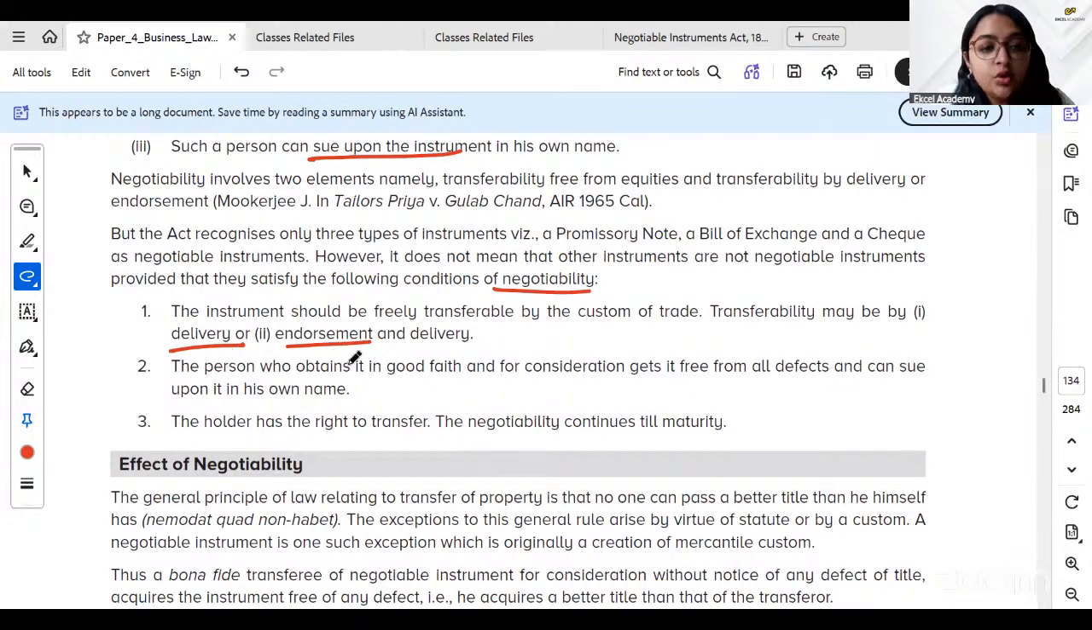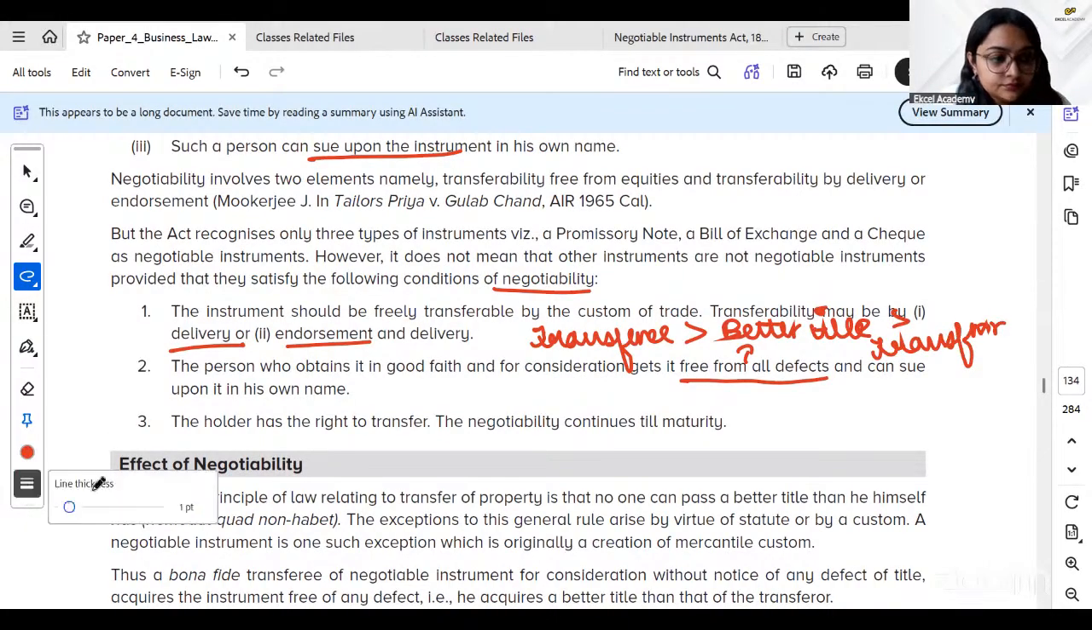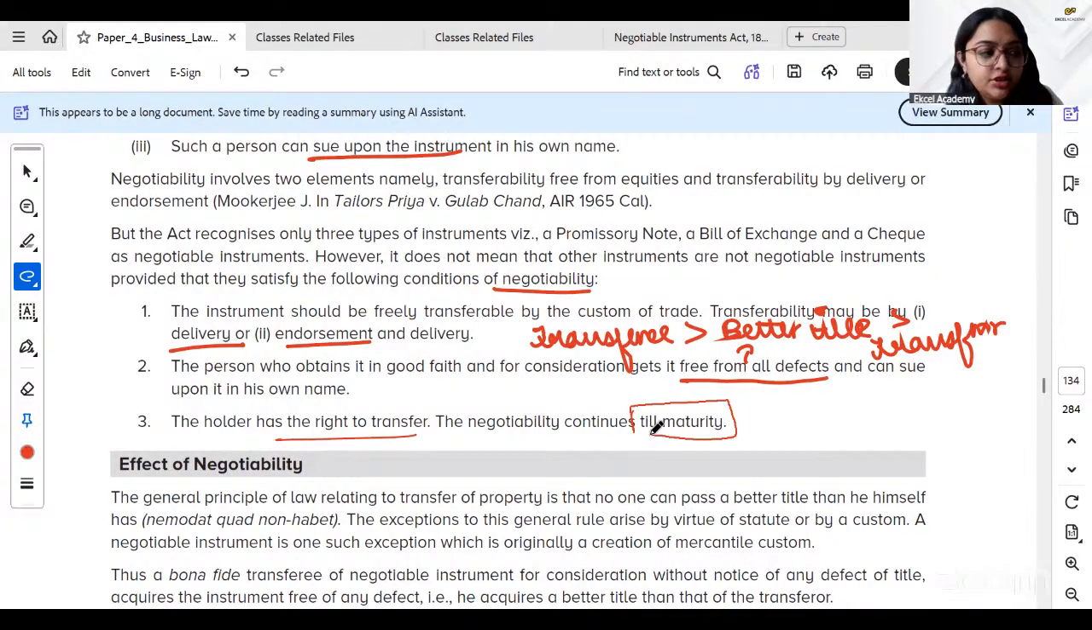The person who obtains it in good faith and for consideration gets it free from all defects. So the transferee can have a better title than who? Than the transferor. The holder has the right to transfer, and negotiability continues till maturity.